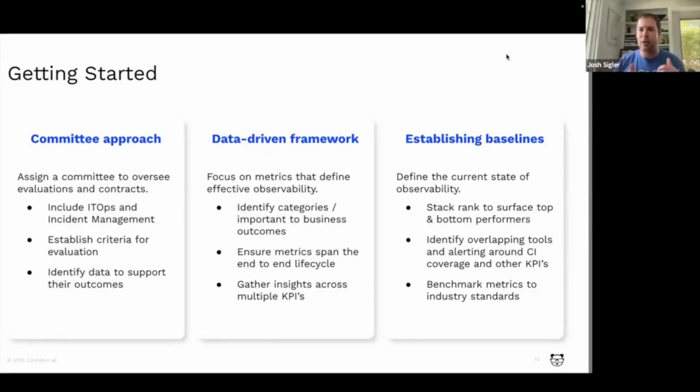Because at the end of the day, we're rationalizing for the enterprise. We're not rationalizing just for observability. We're not rationalizing just for incident management. We're trying to say, hey, we need the right tools that bring all of us the most value. So that to me is a subtle thing around just getting the right people in the room.